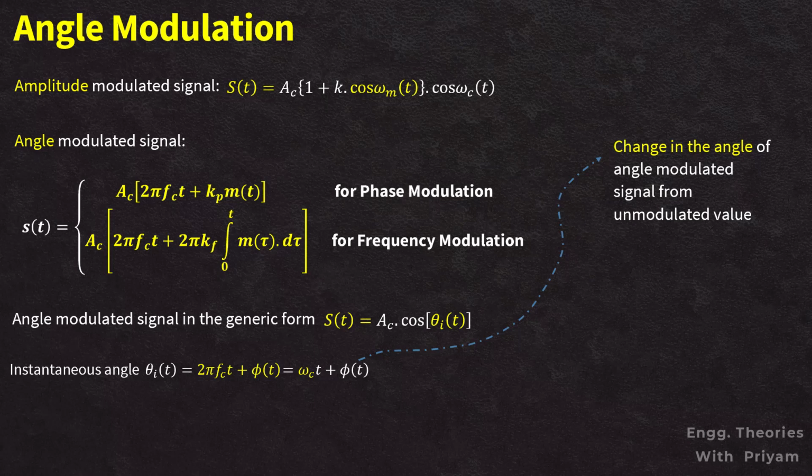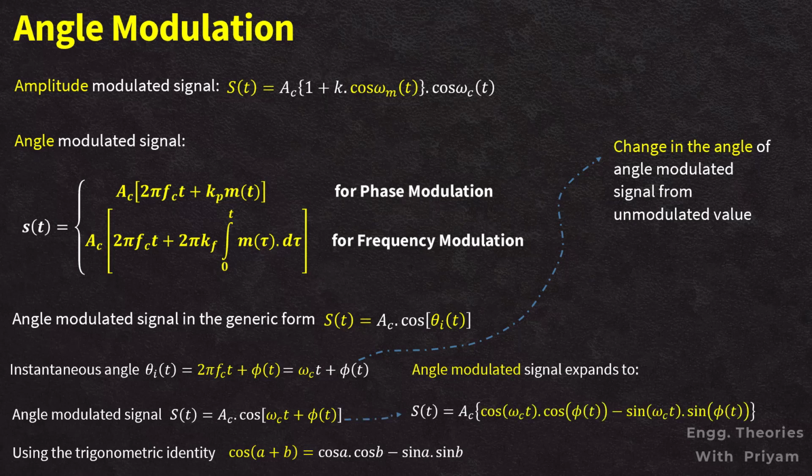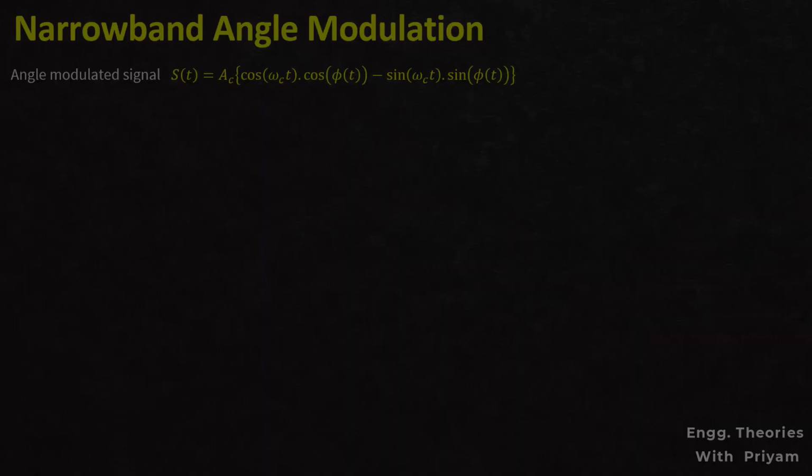Now we can express this angle modulated signal as s(t) is equal to Ac into cos(ωc t plus φ(t)). Using the trigonometric identity for cos(a plus b), which is equal to cos a cos b minus sin a sin b, we can expand this angle modulated signal as s(t) is equal to Ac into [cos ωc t into cos φ(t) minus sin ωc t into sin φ(t)].